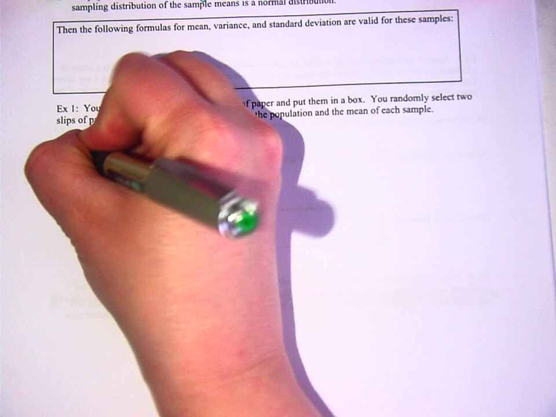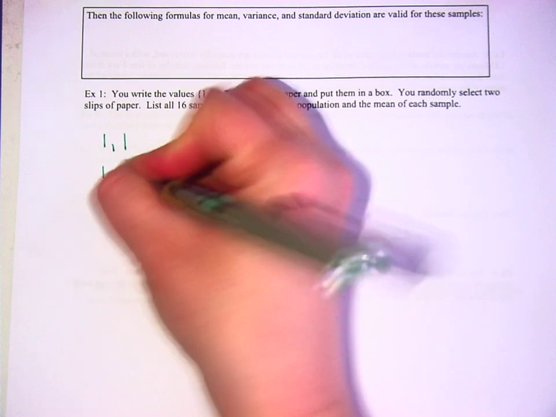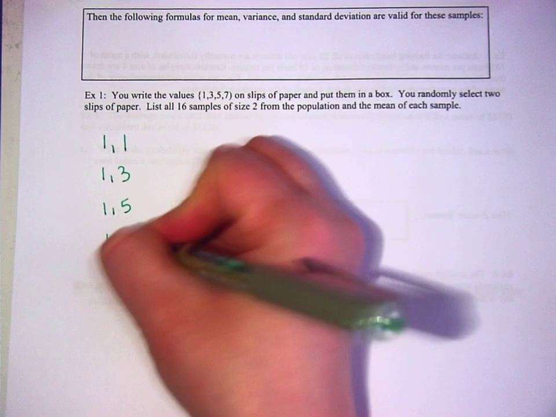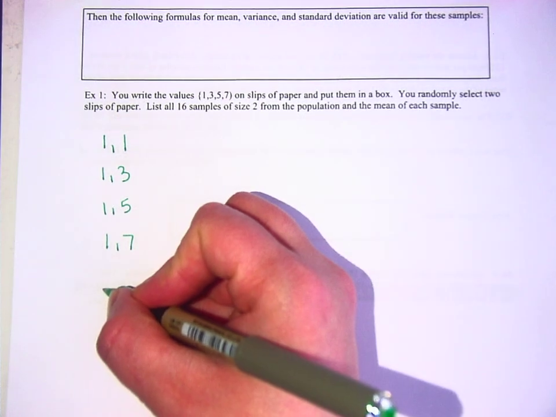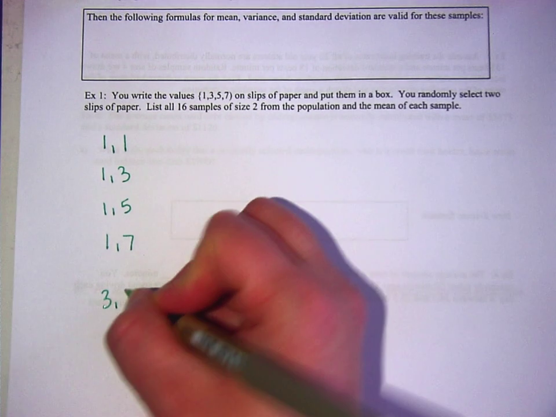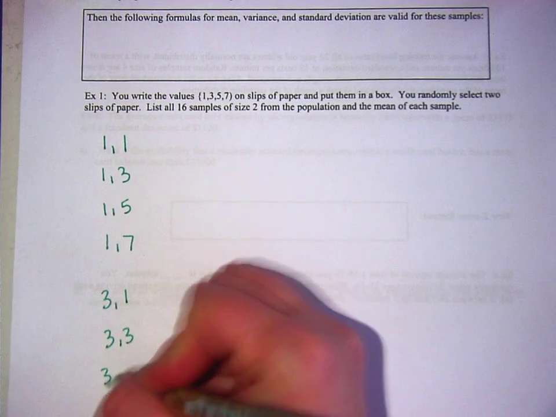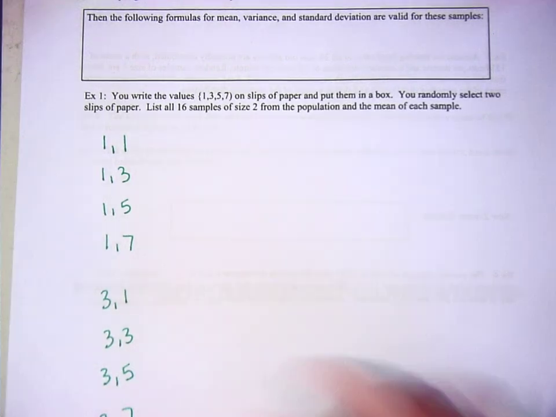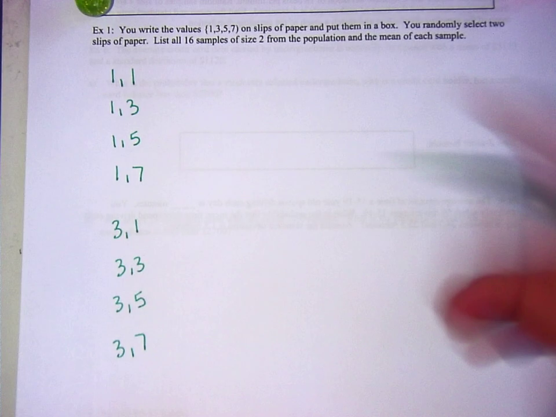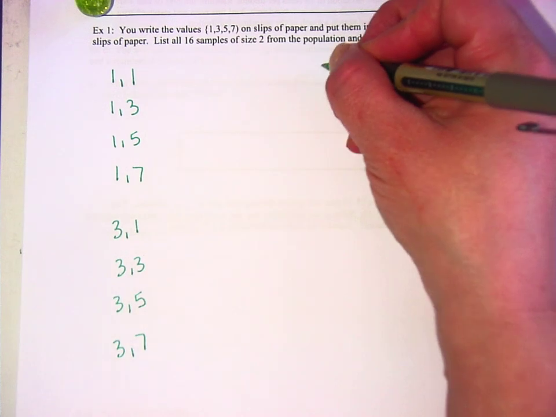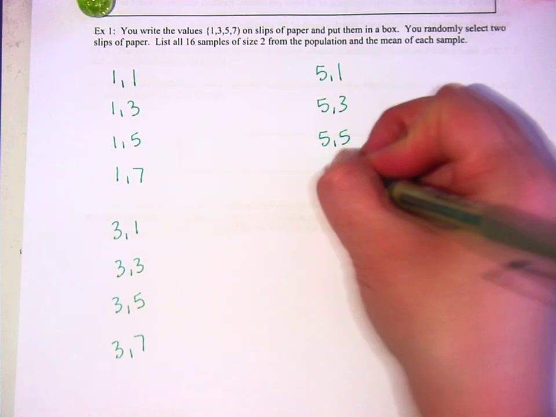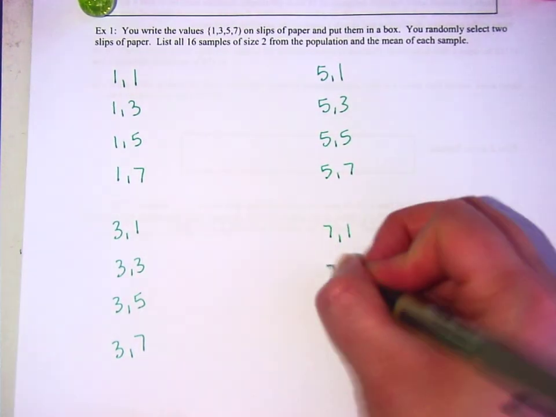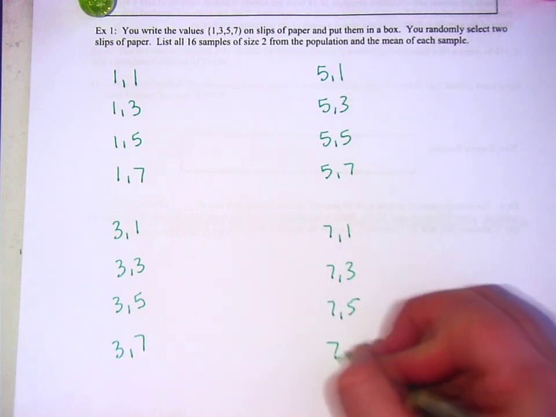Okay, so one option is you picking a 1 and then a 1. One option is a 1 and then a 3, 1 and then a 5, 1 and then a 7. What's another option? 3, 1, 3, 3, 3, 5, 3, 7. Okay, give me another. 5, 1, 5, 3, 5, 5, 5, 7. Last list is 7, 1, 7, 3, 7, 5, 7, 7.